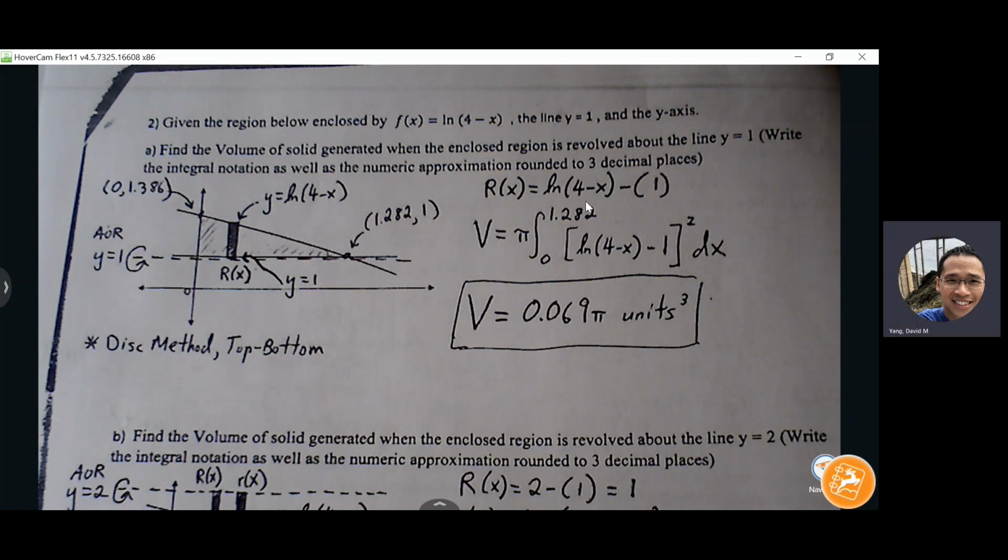Okay. 2A is a disk method problem because your dotted line, your axis, is right up against the flat surface of your shaded region, so there's no gap, there's no hole, only one radius is needed.